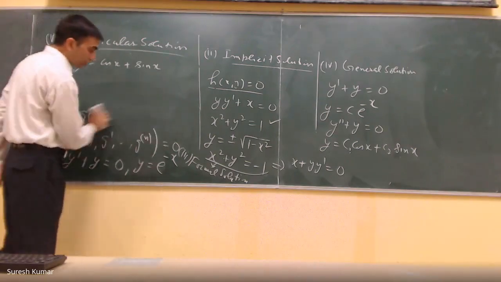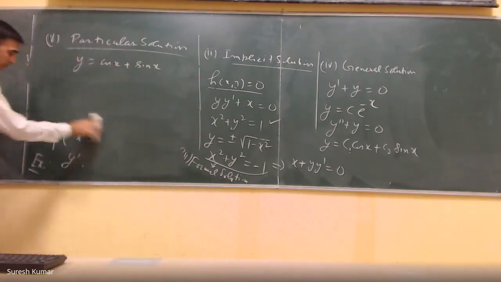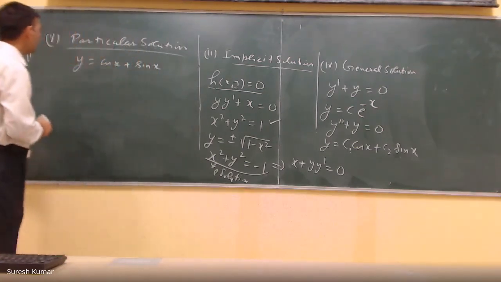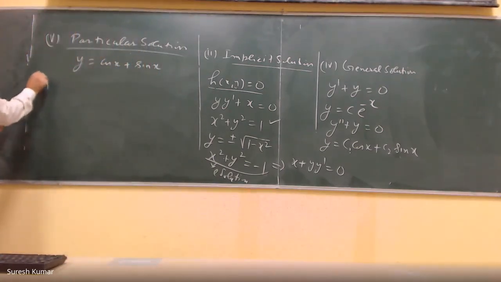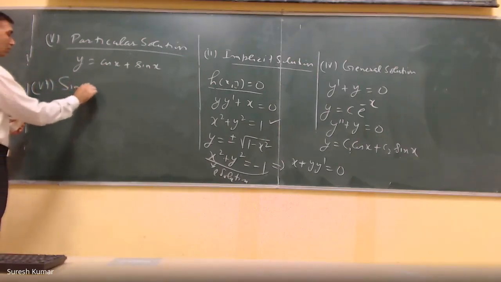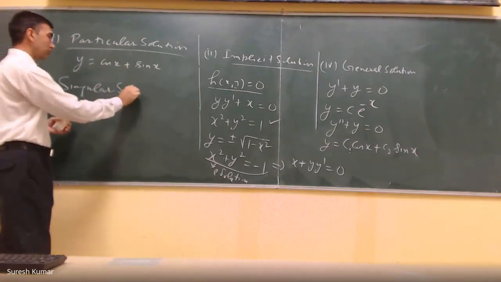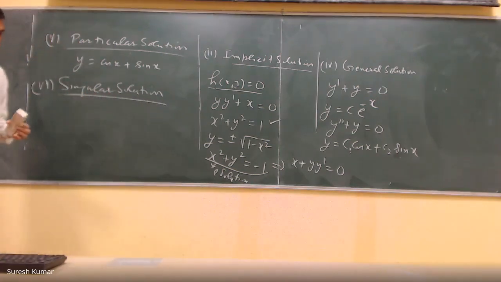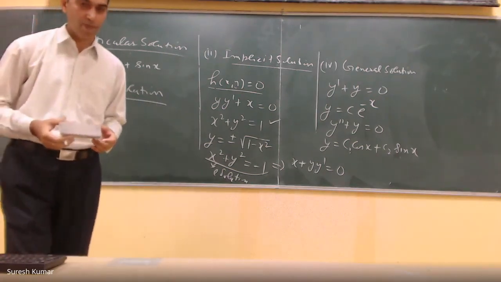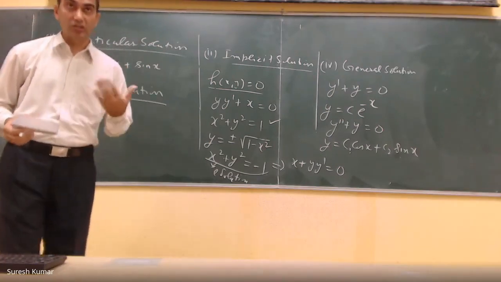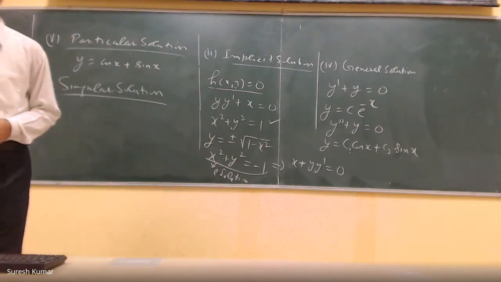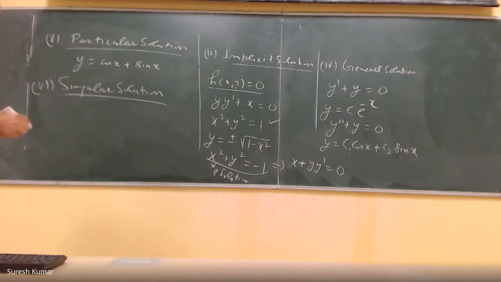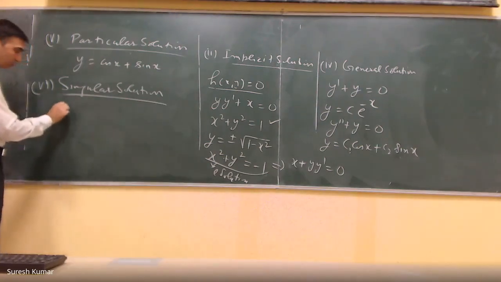There is one more type of interesting solution. That is the final one. Singular solution. There may exist a solution of the differential equation which is a solution but cannot be obtained from the general solution by giving particular values to the arbitrary constants. See this example.